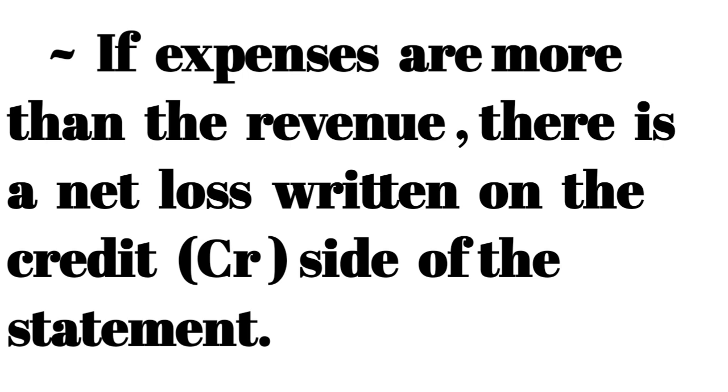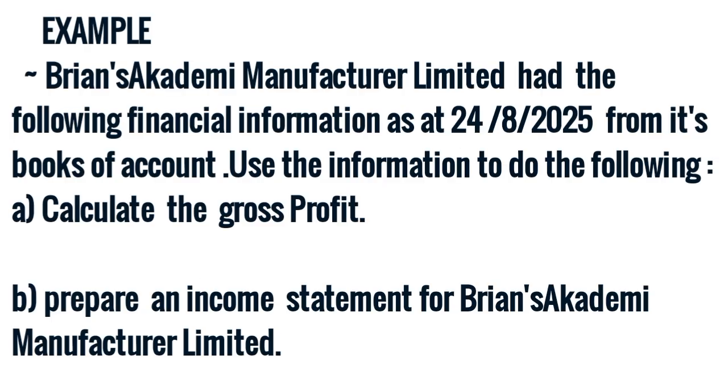It's good we see an example of an income statement. So here I have an example, and the question says, Brian's Academy Manufacturers Limited had the following financial information as at 24th August 2025 from its books of account. So use the information to do the following. Part A, calculate the gross profit. And part B, prepare an income statement for Brian's Academy Manufacturers Limited.